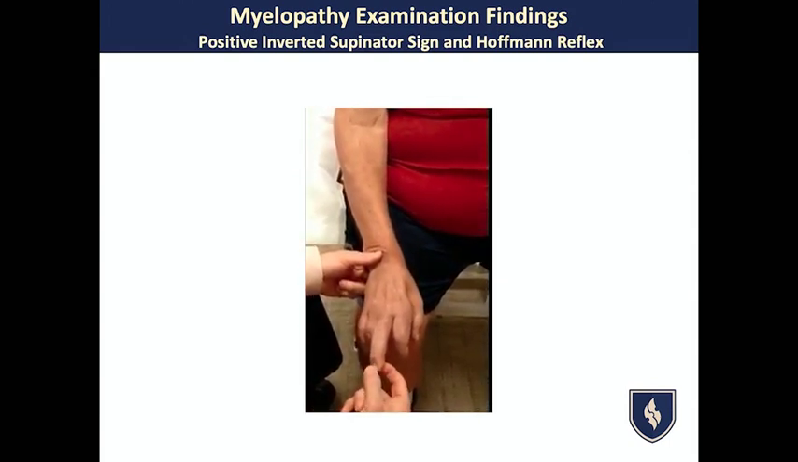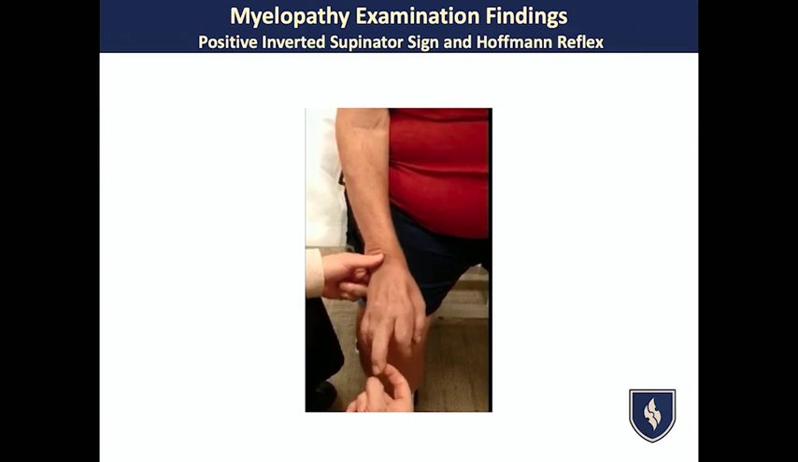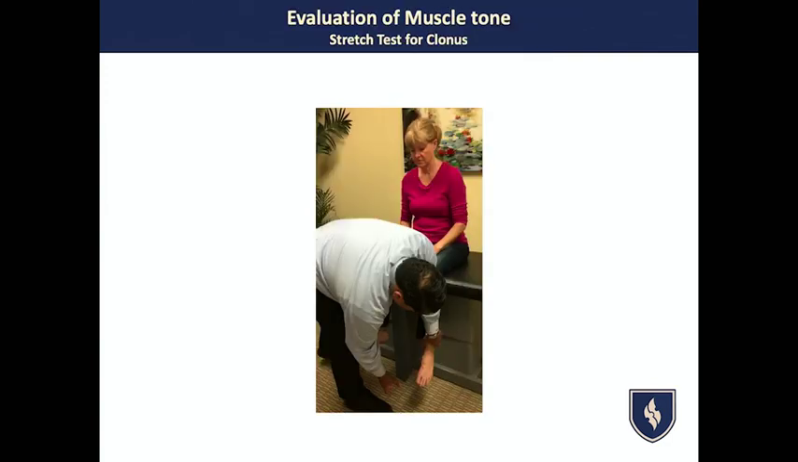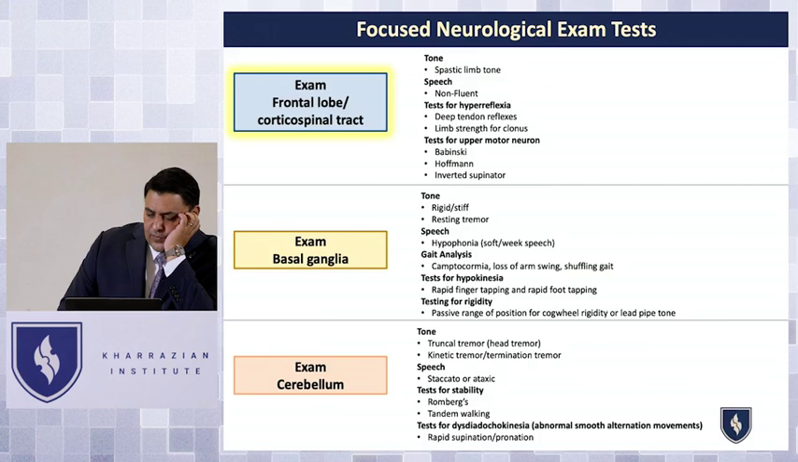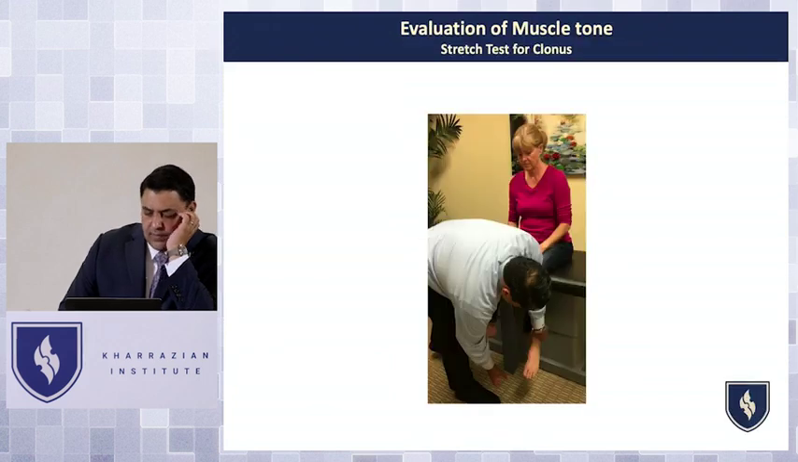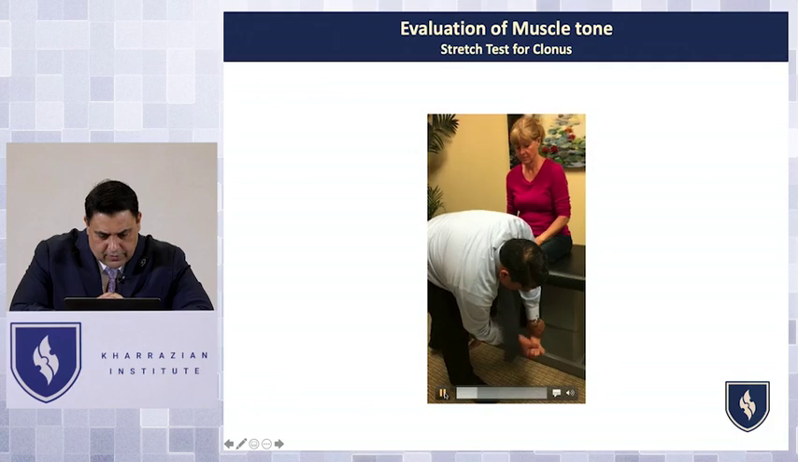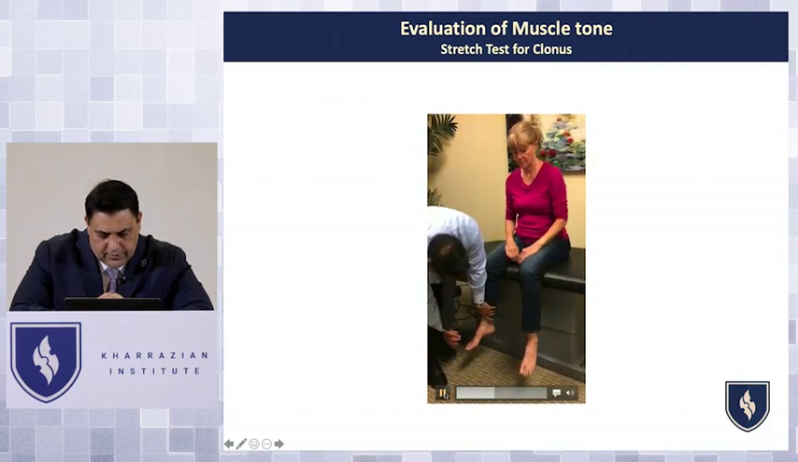and you can see the finger and thumb coming together, as well as a positive Hoffman reflex on the right side. Okay. You want to check muscle tone just by stretching the limbs. And check for clonus, just a quick stretch of the foot.